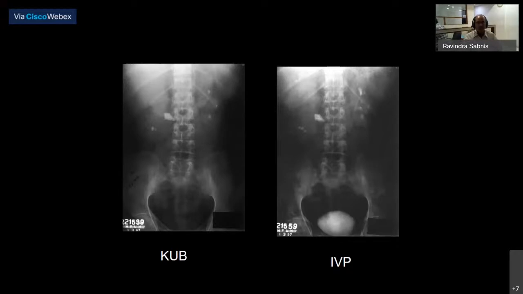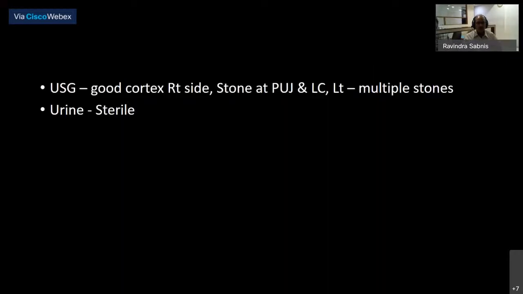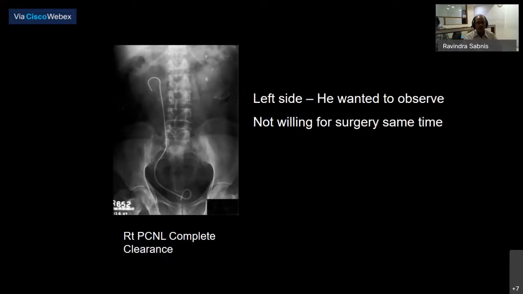This is the IVP. The kidney cortex was good. This was the IVP done in the pain. Left side was normal with multiple stones. So it was a good stone, good cortex. Urine was sterile. And we did again the right side PCNL, complete clearance was obtained.